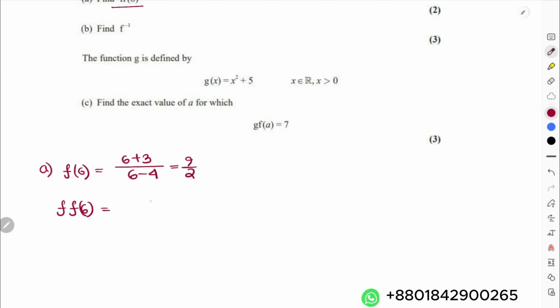And then again, for f of f of 6, instead of x I'm going to insert your 9 over 2 into the equation, right? This is it. Other than that, nothing else. Everywhere we have just x, we're going to insert 9 over 2. So you can write 9 over 2 is actually 4.5, so 4.5 plus 3 over 4.5 minus 3. 4.5 plus 3 is just 7.5. 7.5 divided by 1.5. This is going to be how much? 5.